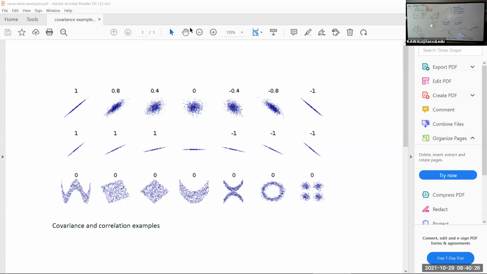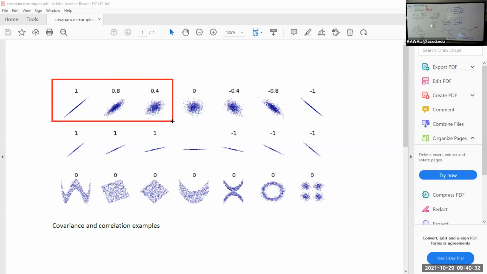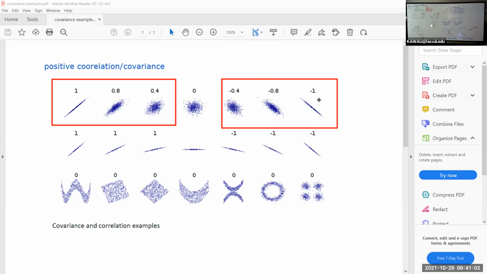Okay. So I want you to see that all of these have a positive correlation. Even though it's not a line, if it's roughly pointing up, we can sort of see a fuzzy direction. Those are all positive correlations. And then over here, all of these have a negative correlation.